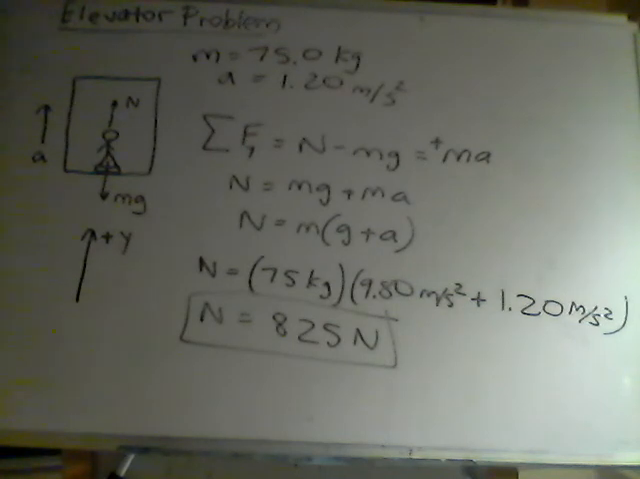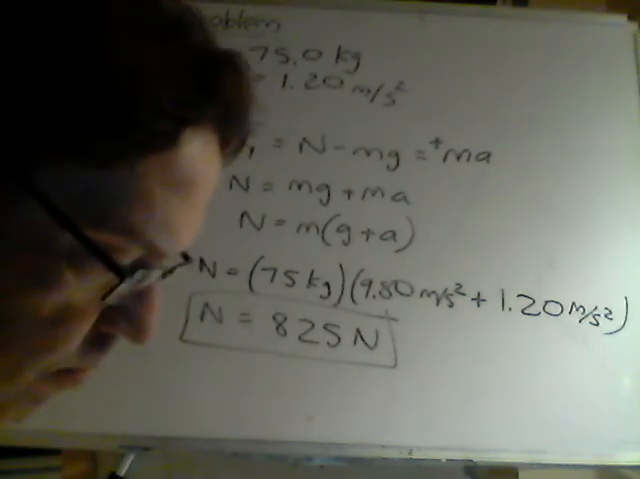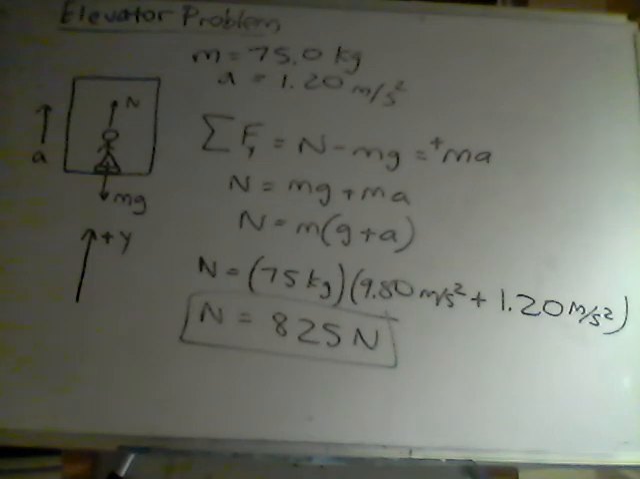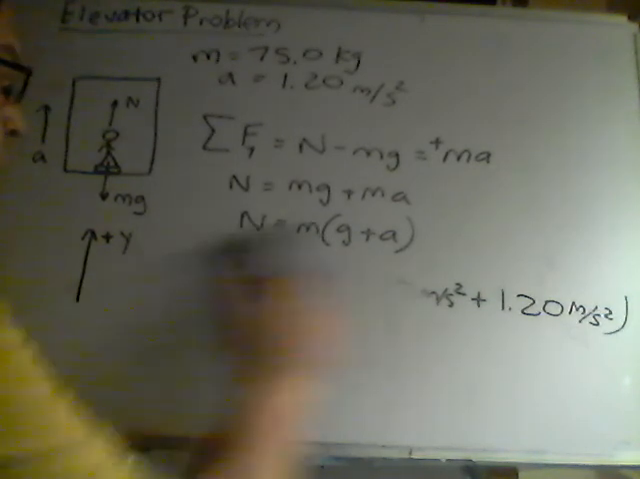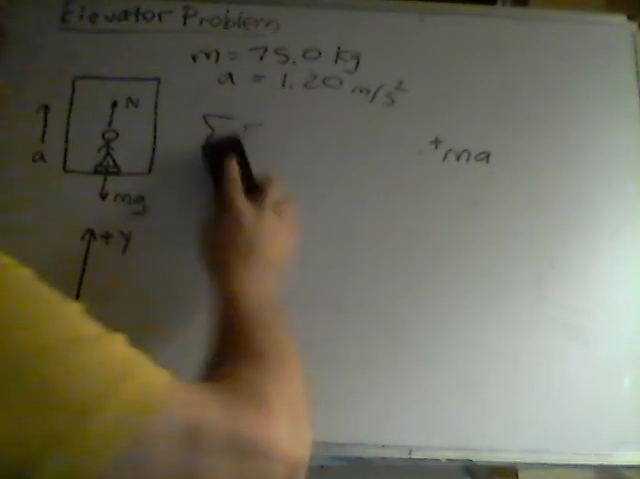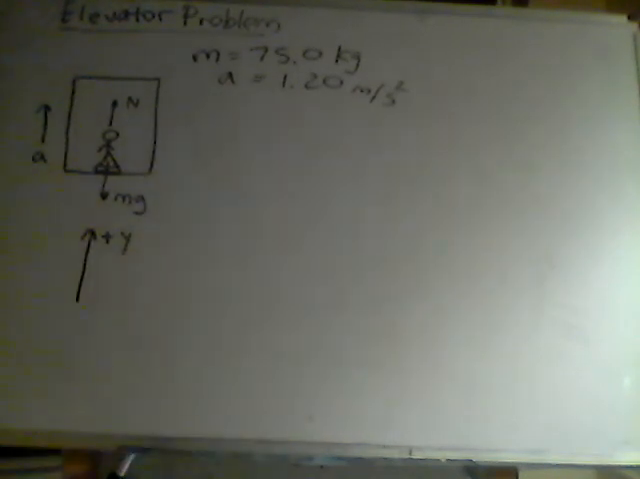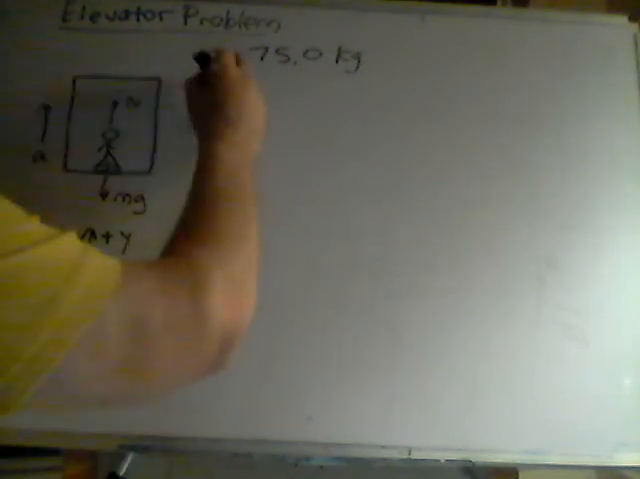Okay? And so what happens, though, if you happen to be going up at a constant velocity? So now that's part A. Part A means you're going up with an acceleration that's upward. What happens, though, if your elevator is actually going up at a constant velocity? All right, so now we're going to say that v is constant.